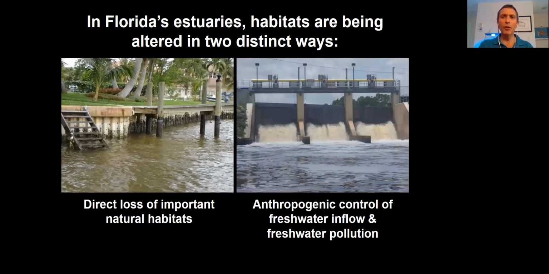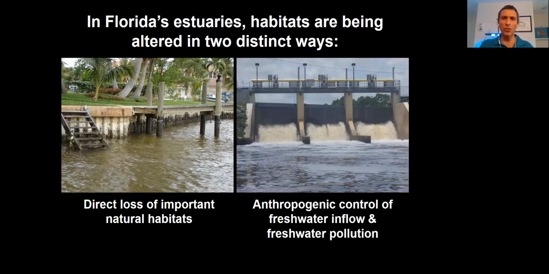Now, Florida's estuary and habitats are being altered in two interconnected but very distinct ways. First is the direct loss of important natural habitats. We have literally come in over the last century and bulldozed mangroves and replaced natural shorelines with seawalls and dredged through our oyster reefs to create boating channels. We have physically damaged and destroyed our estuarine habitats.